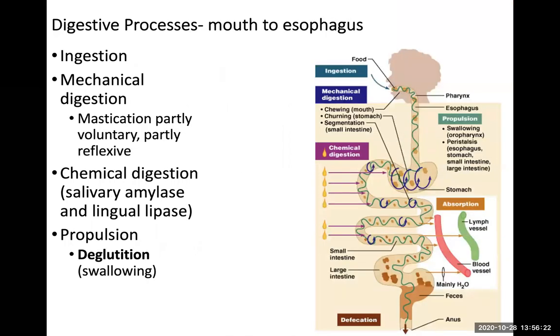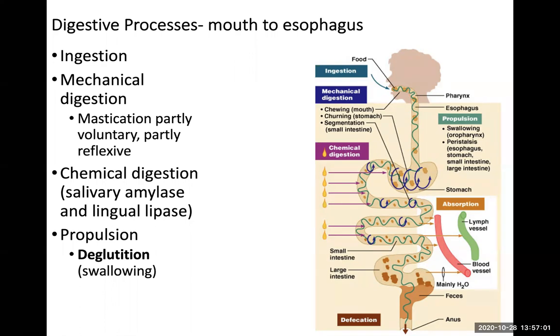Okay, so we've talked about ingestion, which of course occurs at the mouth. Mechanical digestion, mastication, is a fancy word for chewing. So mastication occurs in the mouth, right? That's mechanical digestion. We already talked about how we get digestion of carbohydrates starting in the mouth by way of salivary amylase, right? And a teeny bit of chemical fat digestion by way of lingual lipase, but just a teeny bit. And then now we're going to move on and talk about swallowing, which is called deglutition, right?